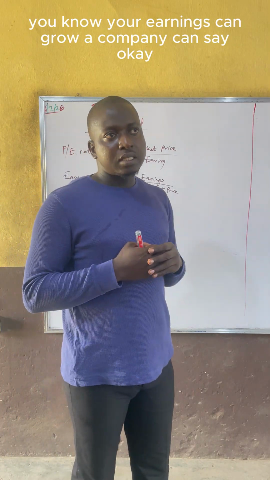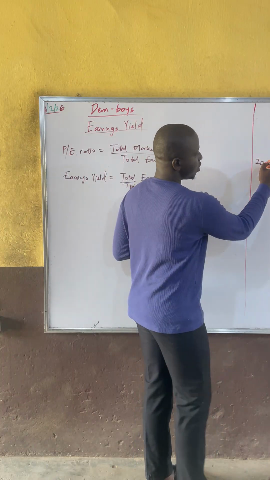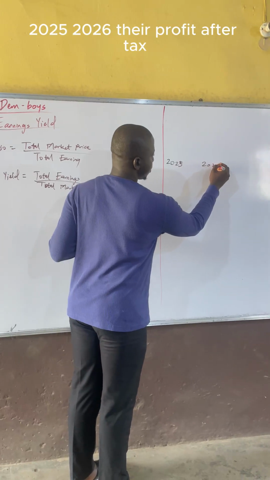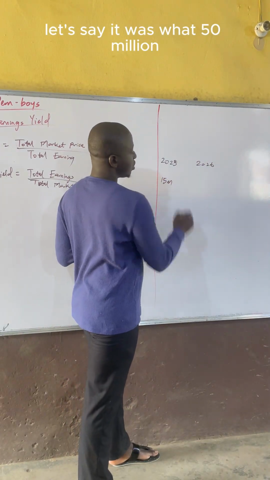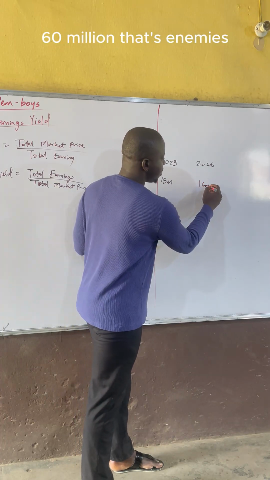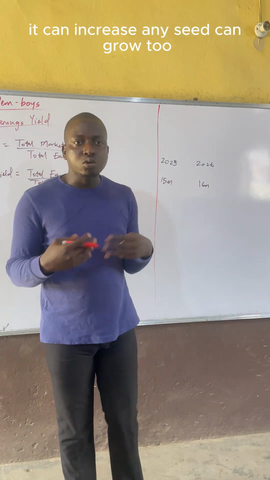A company can say, okay, 2025, 2026. Their profit after tax, let's say it was 15 million. Now their earnings can become 60 million. That's earnings yield. It can increase. Earnings yield can grow too.